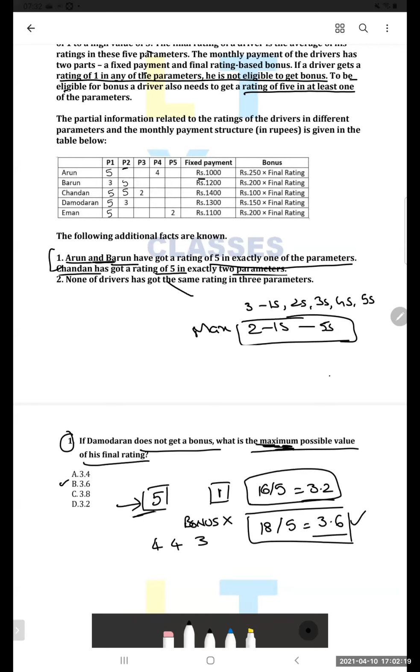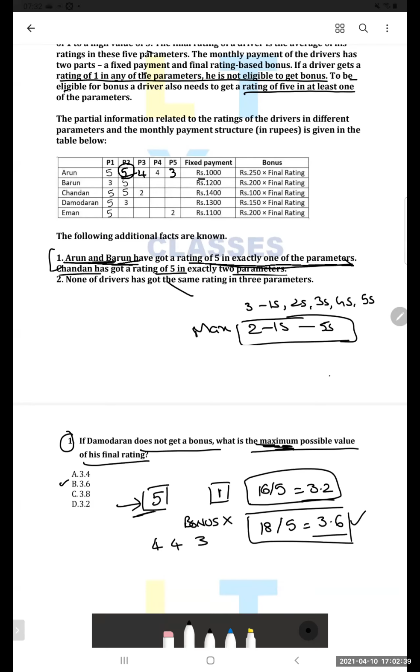Who is talking? Sir, Nagaraj, sir. Arun rates only 1.5, sir. Exactly. Very, very important information. Arun and Varun have got a rating of 5 in exactly one of the parameters. So in that case, can I give a second 5 to him?